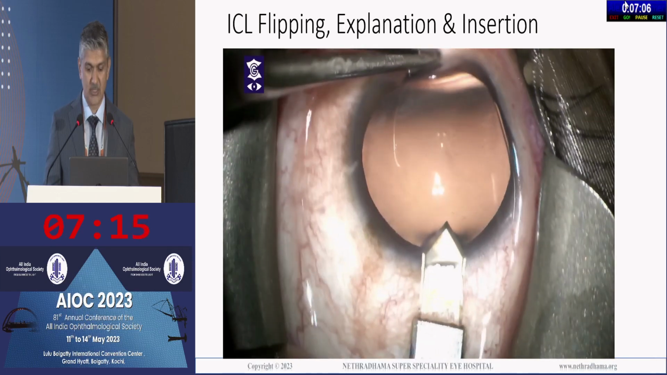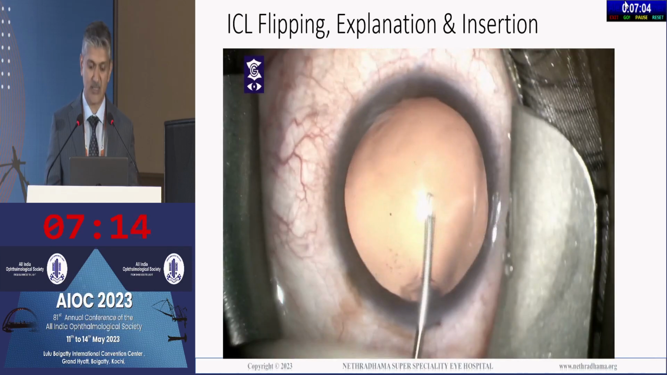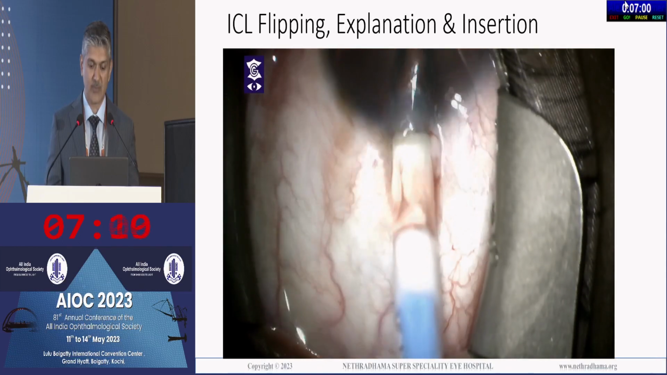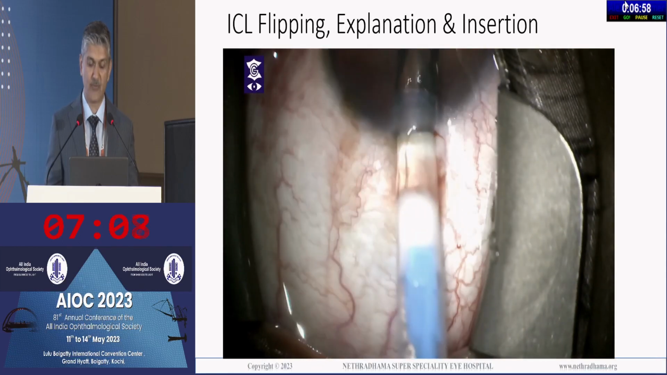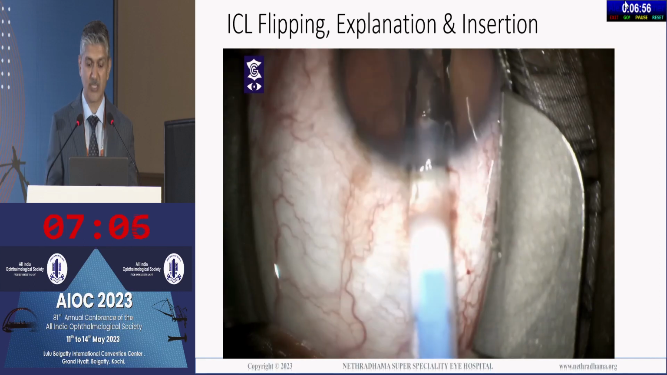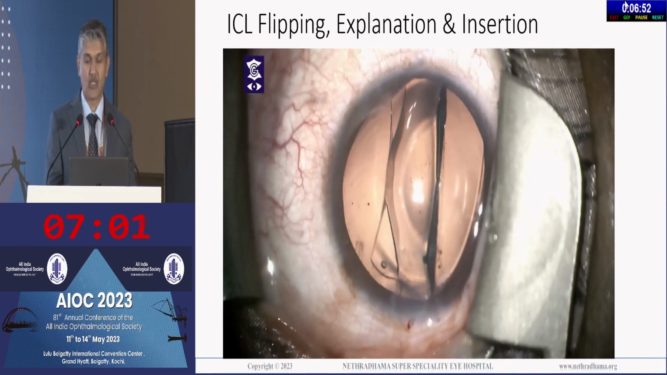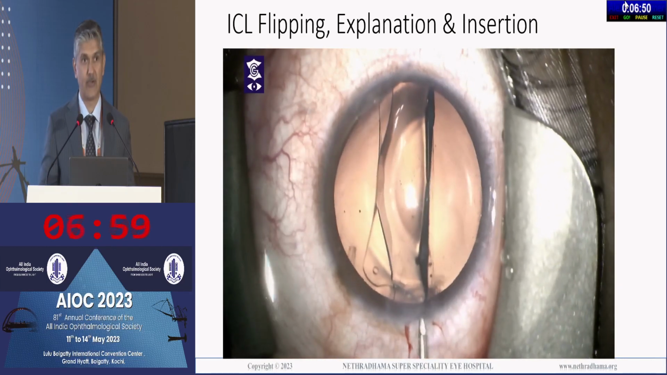So this is a video of how to explant and reinsert the ICL if it flips. So I put in viscoelastic, I'm injecting. At this point, if you feel that the lens, don't inject it completely. If you feel that the landmarks are not clear or you've not loaded the lens properly, you can withdraw it and then inject it.